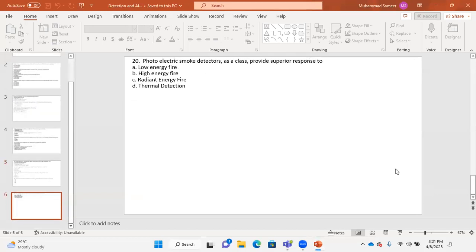Photoelectric smoke detectors as a class provide superior response to. Okay, we got an option A. Yes. Photoelectric smoke detectors provide a superior response to low energy fires.